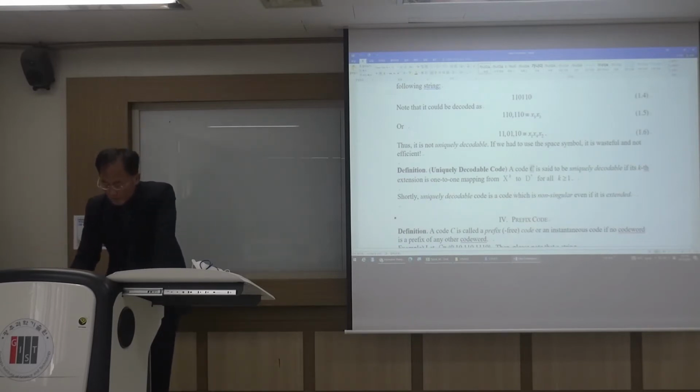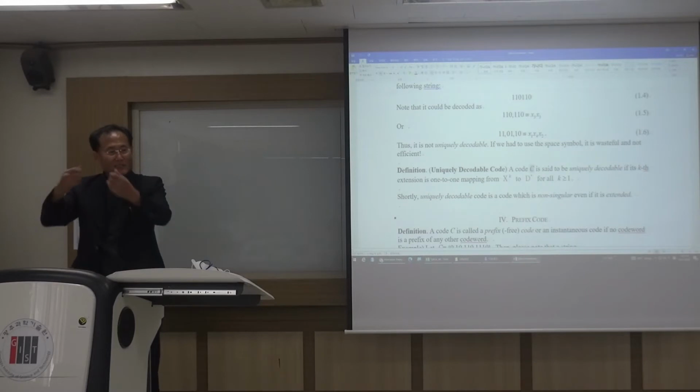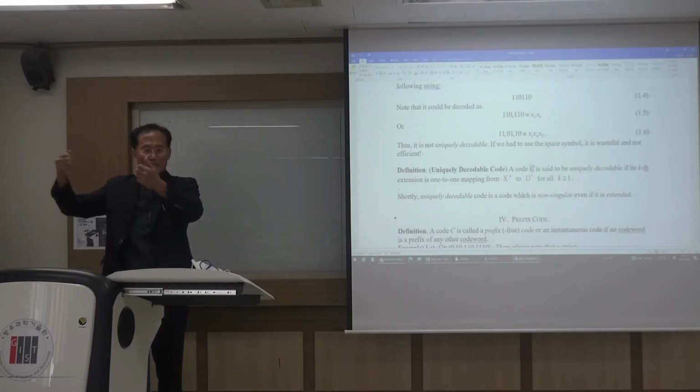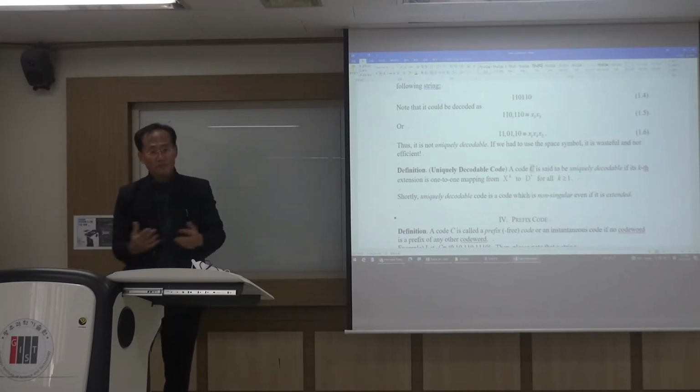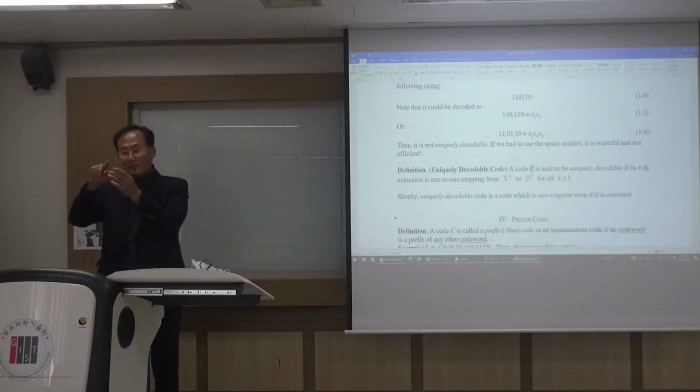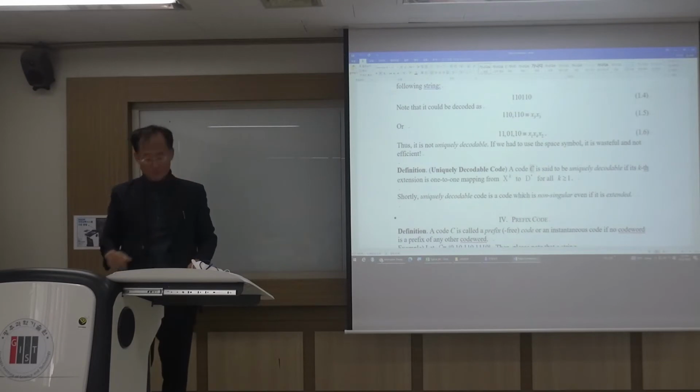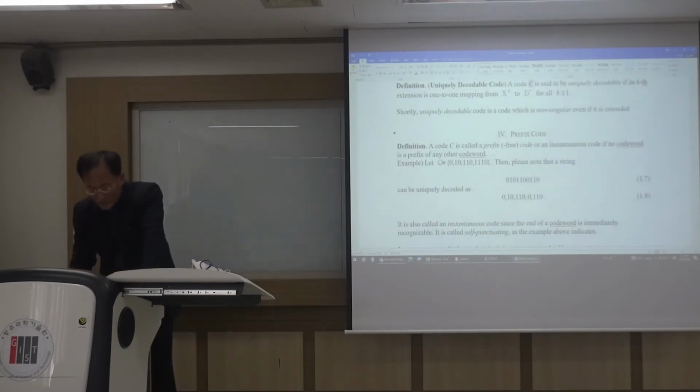So, shortly, a uniquely decodable code is a code which is non-singular even if it is extended. Extended here means even if we put them in sequences without commas and spaces, it is still decodable. If it is only decodable with the commas and spaces included, it is not uniquely decodable. And there is an important class called the prefix code. So this is another language you have to learn.